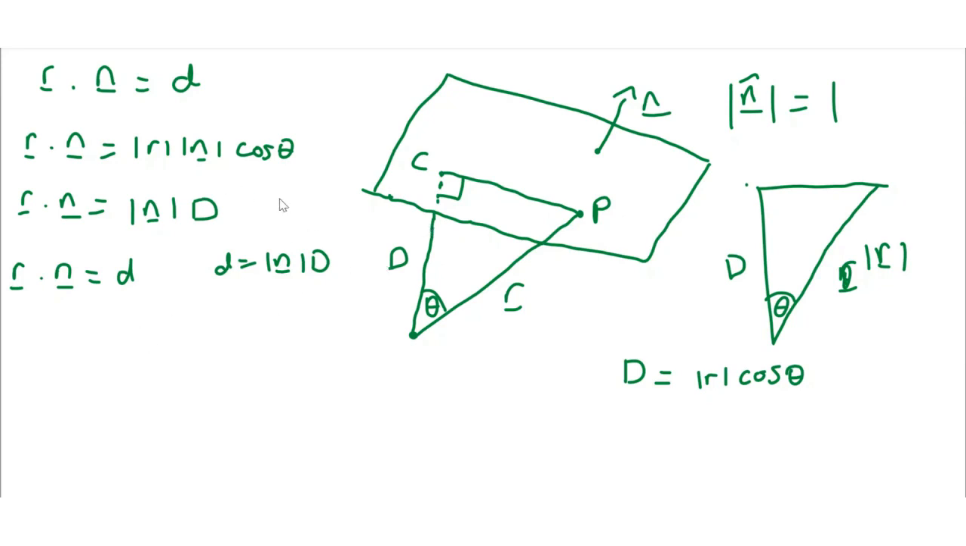You might get asked questions like r dot n is equal to d, and you're asked to find the constant d. Well, what you would be given in these questions is the normal, and then you'd also be given a point, and you can just substitute r equal to that point. That point, like all points on the plane, will satisfy this equation. Take the dot product, and that returns d.